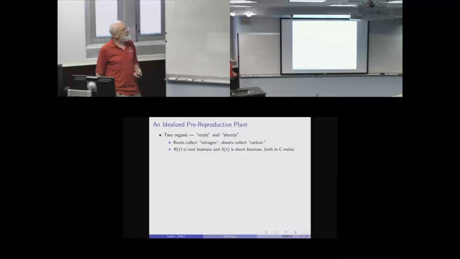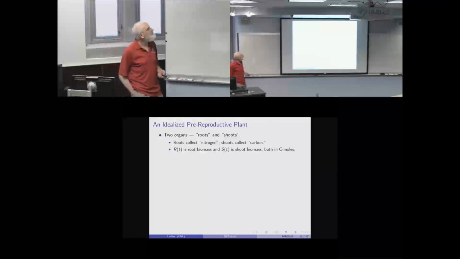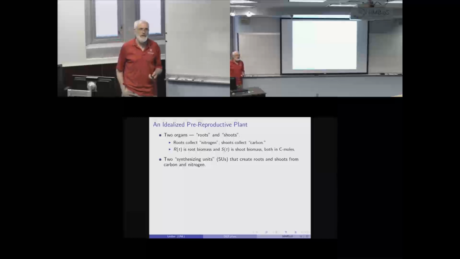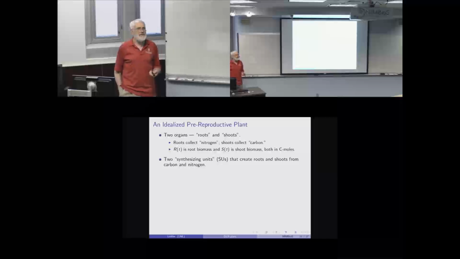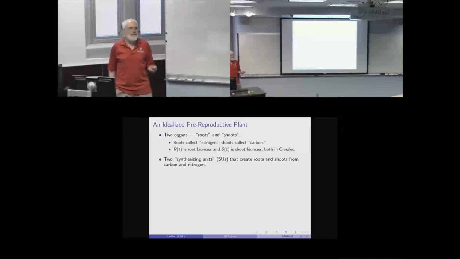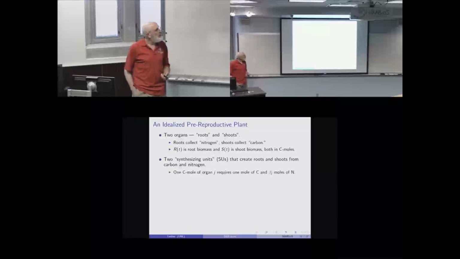We'll have variables for the root biomass and the shoot biomass. For convenience, we'll measure them in C moles, moles of carbon. We need two synthesizing units that create roots and shoots from carbon and nitrogen. Synthesizing unit is a term that we've lifted from the dynamic energy budget literature. Think of it as a factory that takes resources and produces tissues. So it's an abstract way of thinking about how resources combine together to make new tissues.